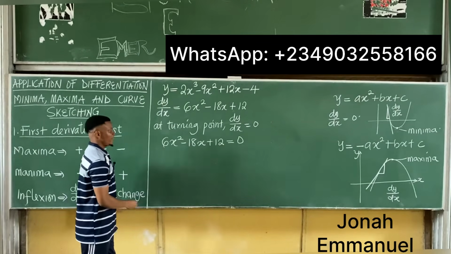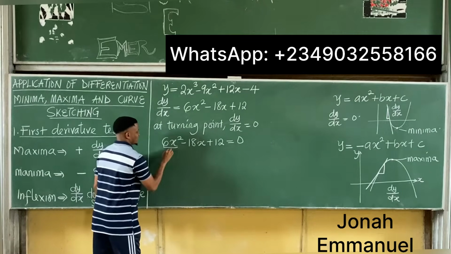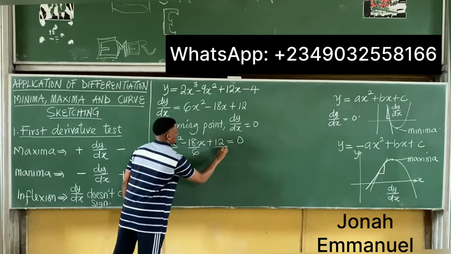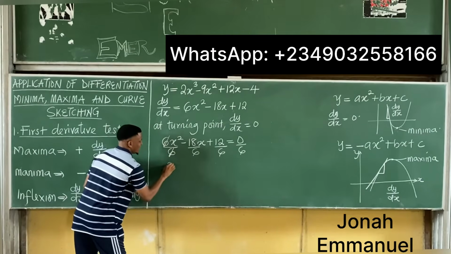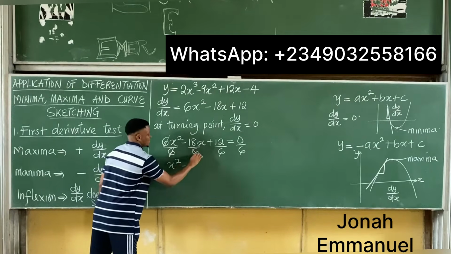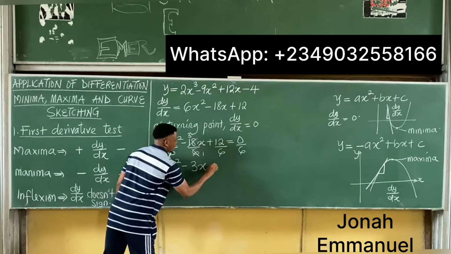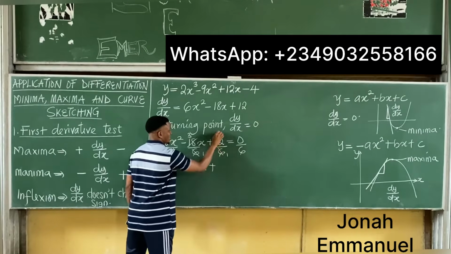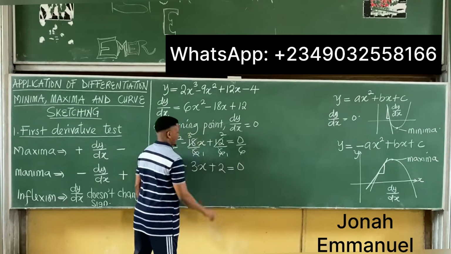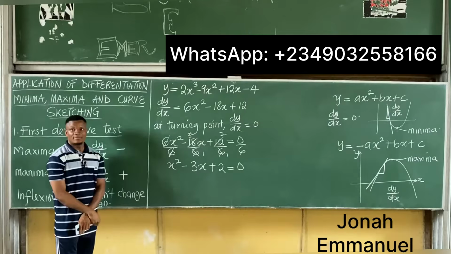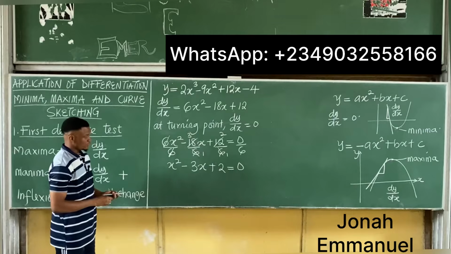Let's solve this equation. First things first, all of these are divisible by 6. So divide here by 6, divide here by 6, divide here by 6, and same thing here, 6. From here, this cancels this. I have x squared; 6 divided by 6 is 1; minus 18 divided by 6 is 3x; plus 12 divided by 6 is 2; and 0 divided by 6 is 0. All right, so I have x squared minus 3x plus 2 equal to 0. I'm going to solve this one to get the roots of this equation.